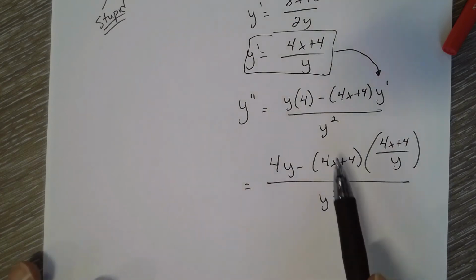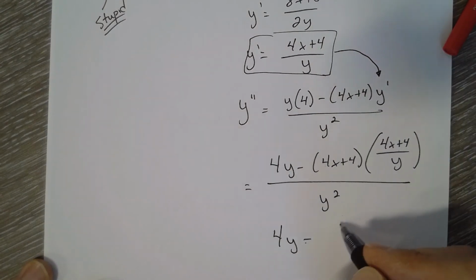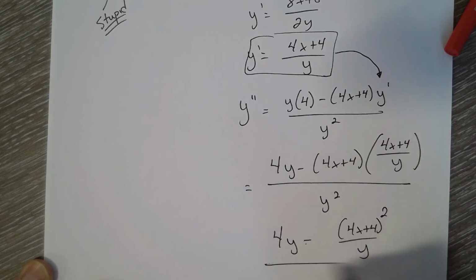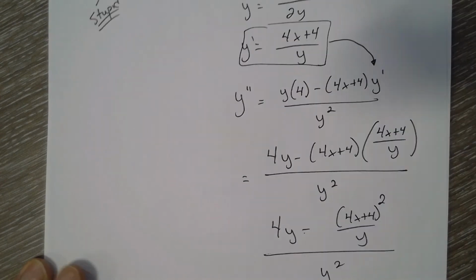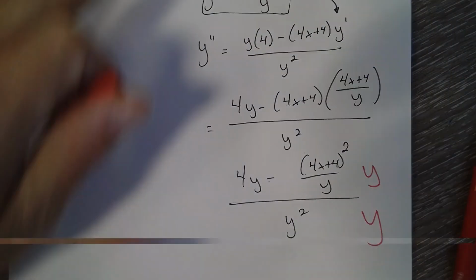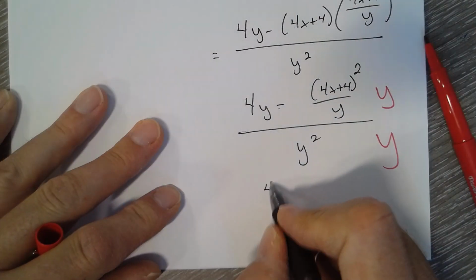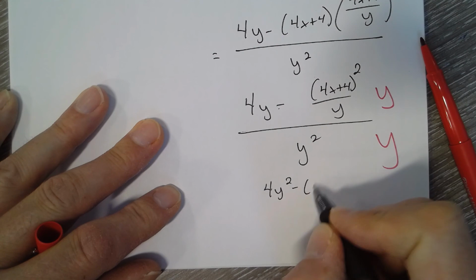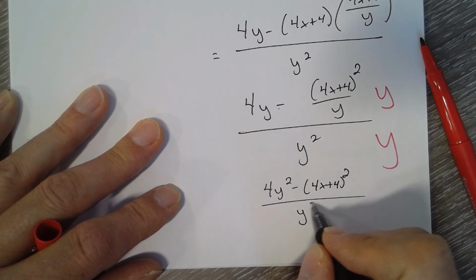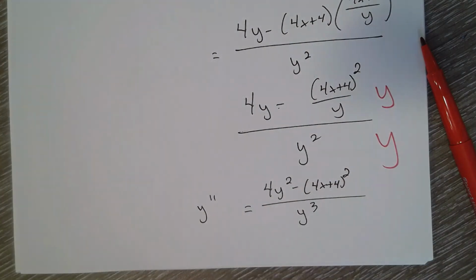Okay, so we have a 4x plus 4, 4x plus 4. So I have a (4x plus 4) squared. And then I guess I would multiply the top and bottom by y. So (4y squared minus (4x plus 4) squared) over y cubed. Okay, so there's our answer.